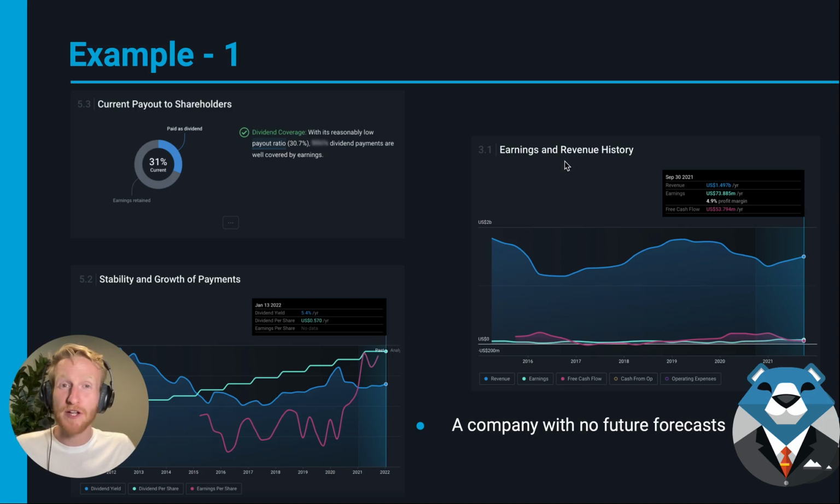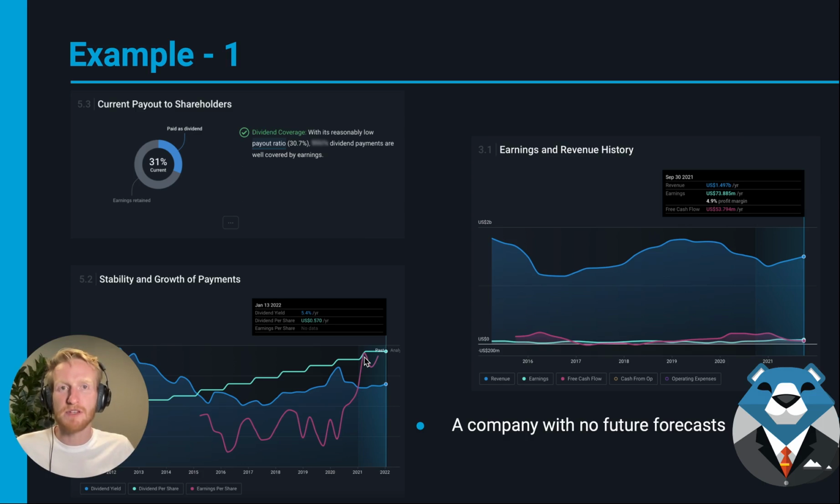I'd also have a look at the earnings and revenue history just to get an idea, and it seems relatively flat and steady. Sure, the revenue's been a bit unpredictable over the past couple of years, but earnings for the most part seem to have been somewhat predictable, and they dipped a bit over 2020, but have been pretty consistent over the past year or two. And as for the stability and growth of payments, I can see that the yield has been decreasing somewhat over the last almost 10 years, but the dividends per share have been reliably and consistently increasing, so that's really good to see.